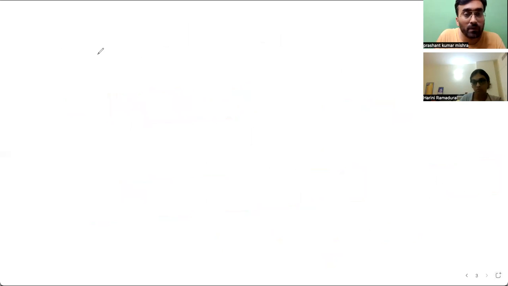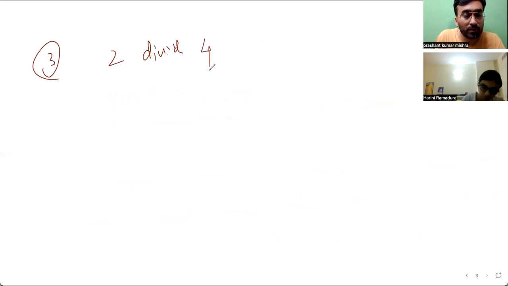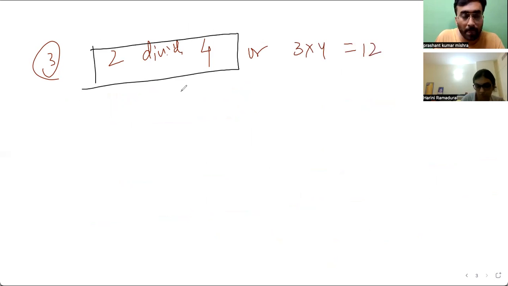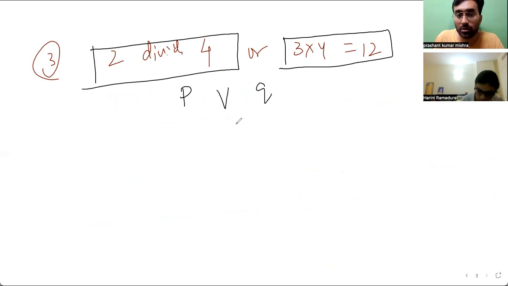Done. Now, one more example. 2 divide 4 or 3 multiplied by 4 equals 12. 2 divide 4, so it is P. This is Q and this is R. This is true and this is true. So that is true.